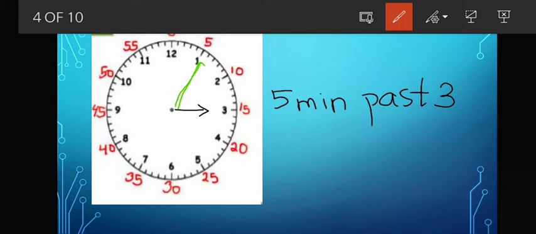Because it is 3 o'clock and now the minute hand is at 1's place. So you can see whenever it is at 1's place, we are counting 5's table. So it is 5 minutes past 3, meaning 5 minutes have passed, 3:05, or 5 minutes past 3, whichever way you feel.